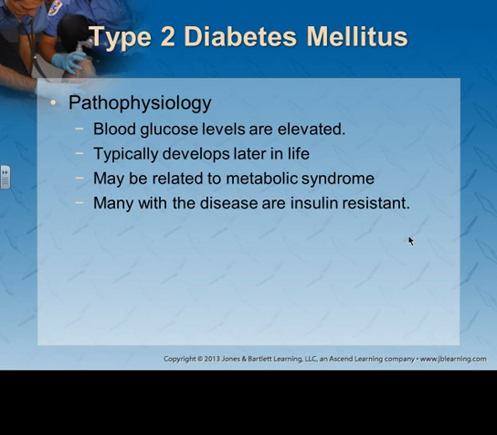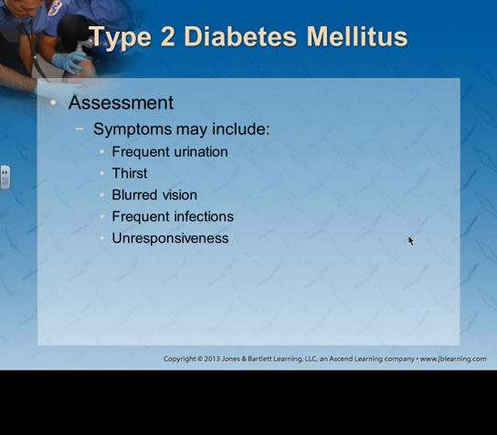Type 2. Type 2 diabetes is usually diagnosed later in life, usually a result of some type of other metabolic syndrome or some type of sedentary lifestyle. Many of these patients are insulin resistant. So this means that their body may produce insulin, but it may not work. Or in some cases, their body still produces a little bit of insulin, but it's not enough. A lot of these patients may be walking around with type 2 diabetes and never know.